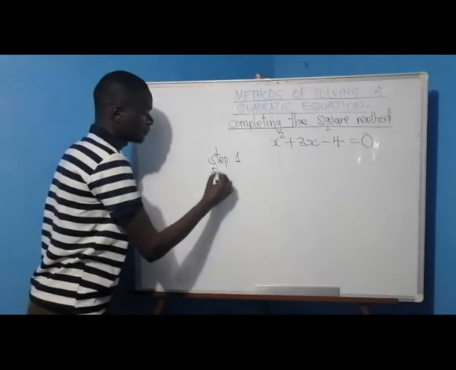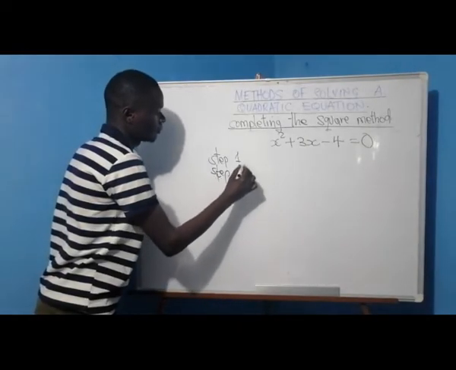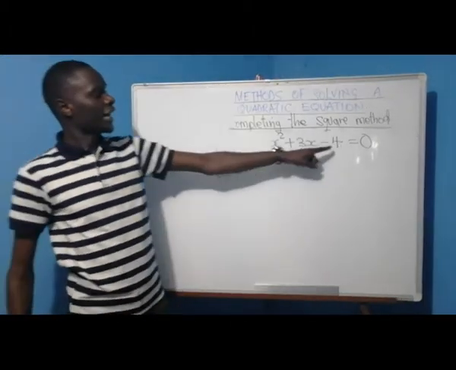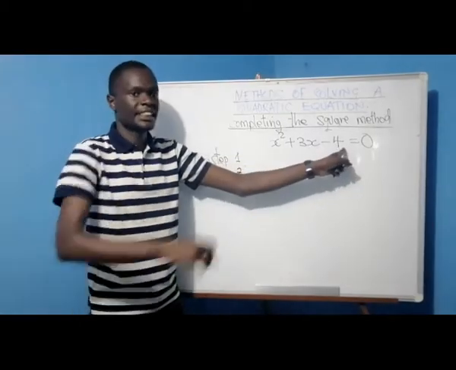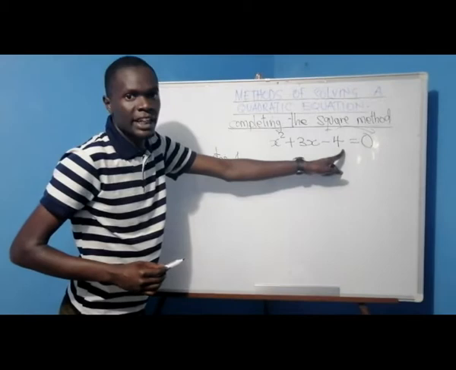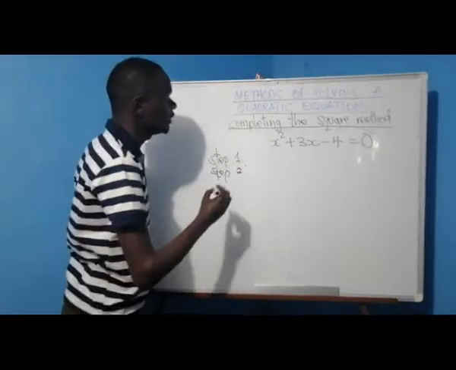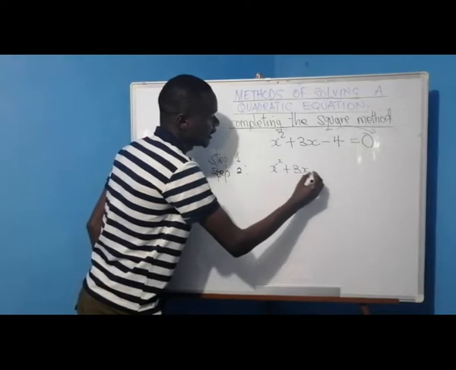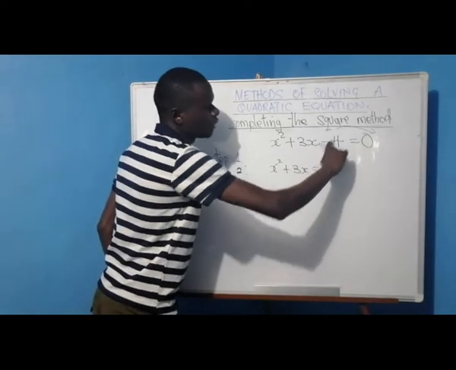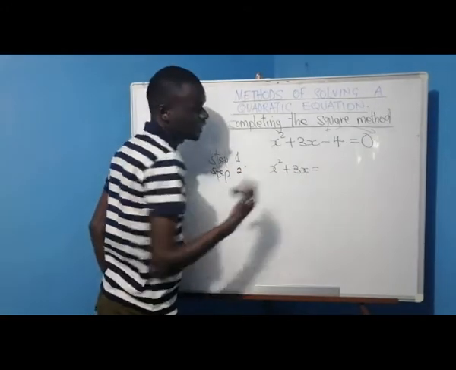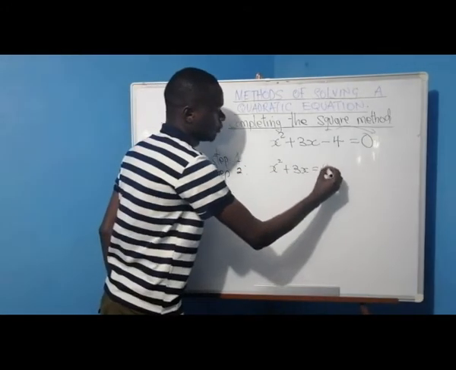Step 2. In step 2, we take the constant term to the right-hand side of the equation. What do we therefore have? We have x squared plus 3x is equal to, when negative 4 crosses to the other side of the equation, it becomes a positive. So 0 plus positive 4 is just positive 4.